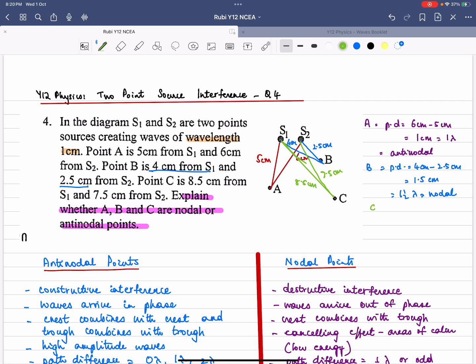So for C, your path difference is 8.5 minus 7.5, which is 1 centimeter, which is equal to 1 wavelength. So that is an antinodal point. And that's how you answer this question.